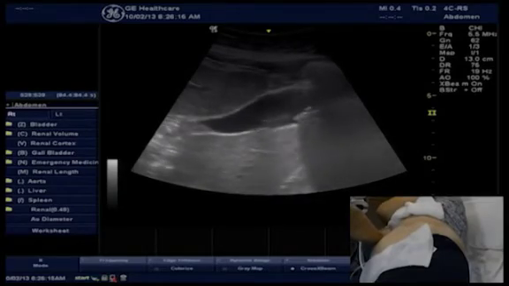This rolling stone sign can also be very helpful when evaluating other gallbladder pathology, such as sludge or polyps. I hope you've enjoyed today's Gulf Coast Hot Tip, the rolling stone sign.